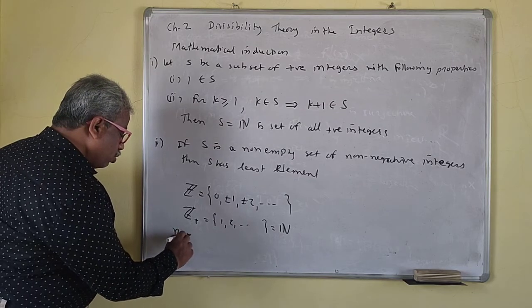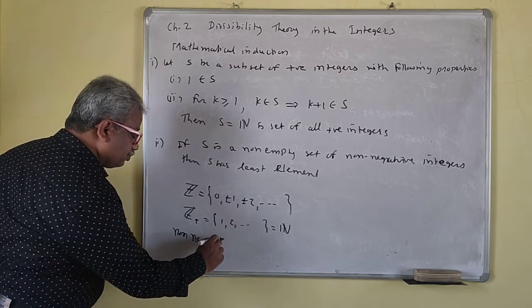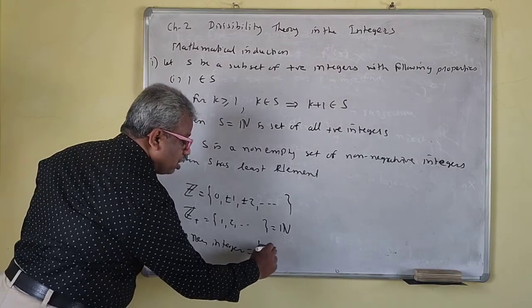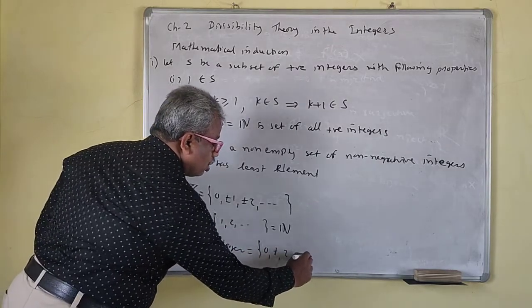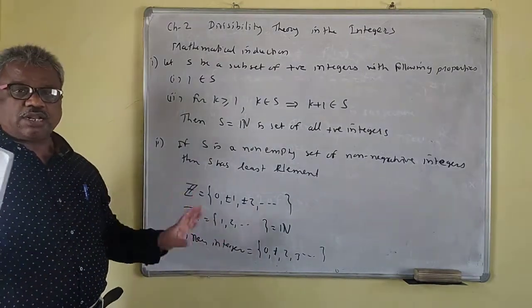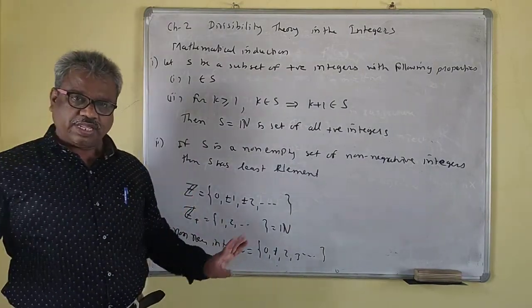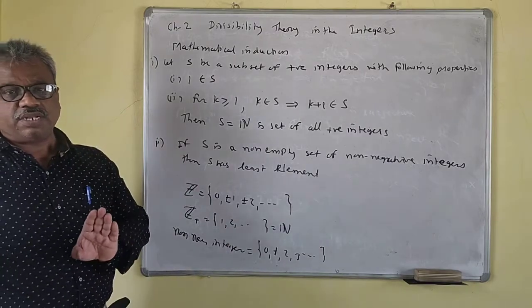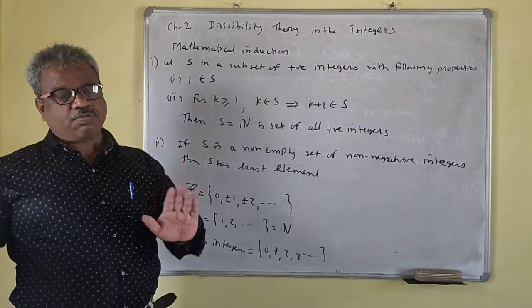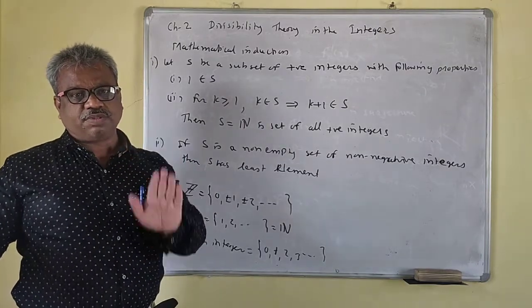Non-negative integers means what? You have to include the 0. So 0 is non-negative, therefore 0 is added in this. Okay, so when you say non-negative integers, that means 0 will be there, but when you say positive integers, 0 will not be there. The set of the positive integers is nothing but the set of the natural numbers.